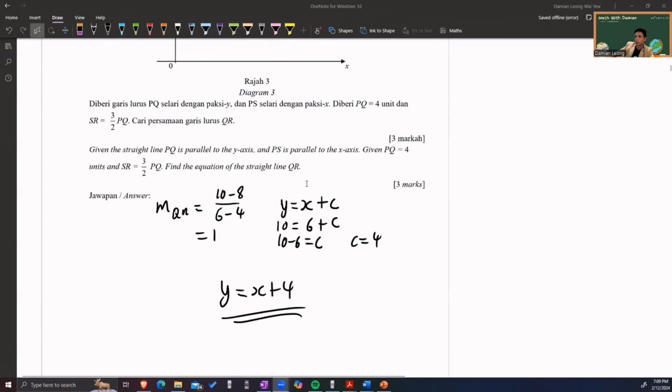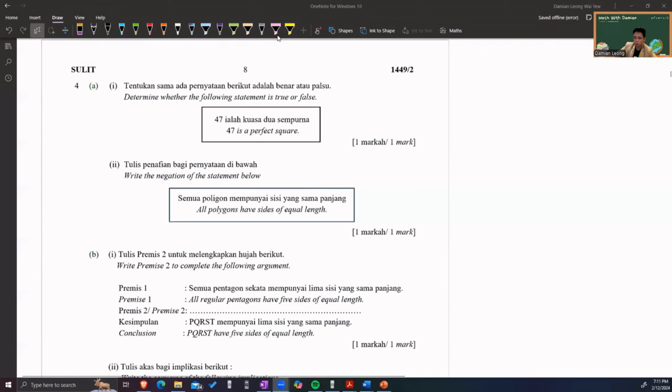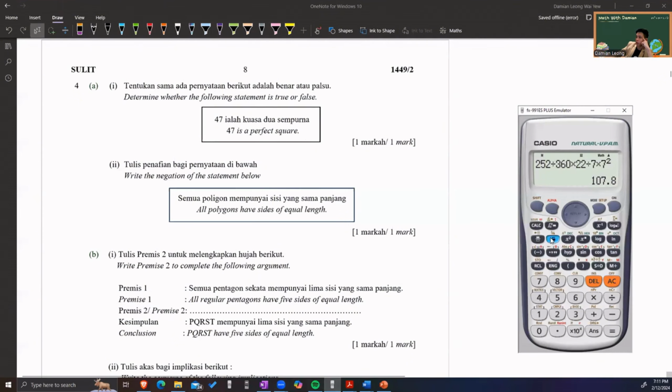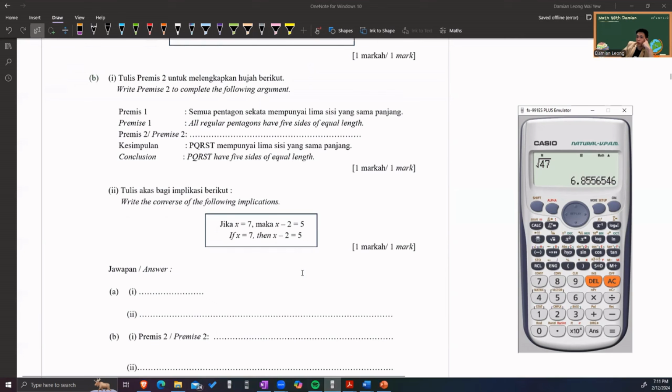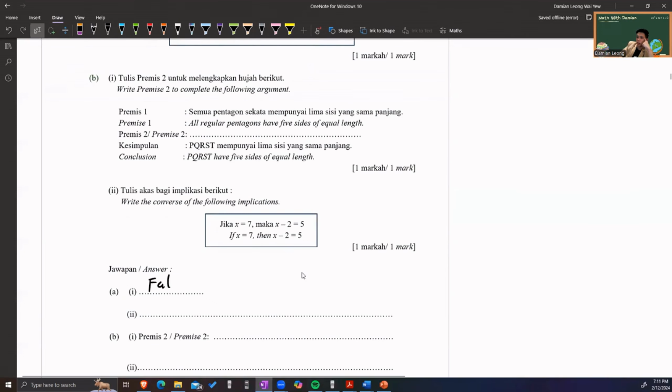Then we look at question 4. Part A, determine whether the statement is true or false. 47 is a perfect square. That is false. If I square root 47, you see it's not a rounded value. So it's not a perfect square. So A1 is false.